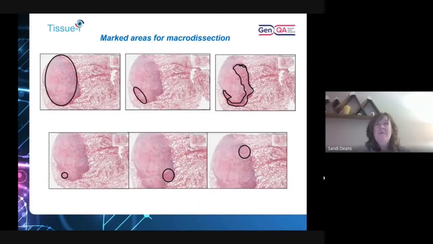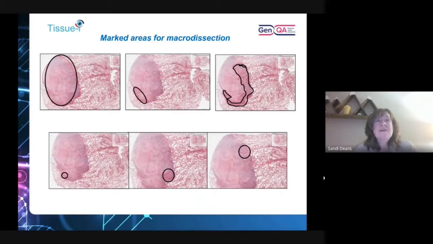The other area that we look for consensus in this EQA is about marking up areas for macrodissection. Now, this is something that had never been done before, so we were really quite keen to find out if there was standardisation or not. So these images are submissions from 4 participants. The 3 along the top are from individuals, so 3 different individuals.